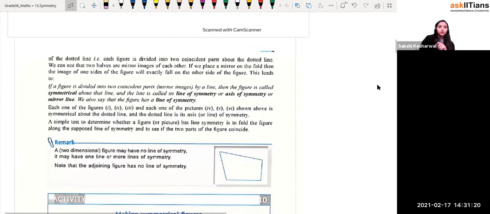Just see over here, along the dotted line each figure is divided into two coincident parts. It means that if you divide it, it has to look the same. You cannot differentiate the left part and the right part, right? If I rotate the figure in any direction, you cannot say that this one was the left and this one was the right. So we have seen that the two halves are mirror images of each other, right?